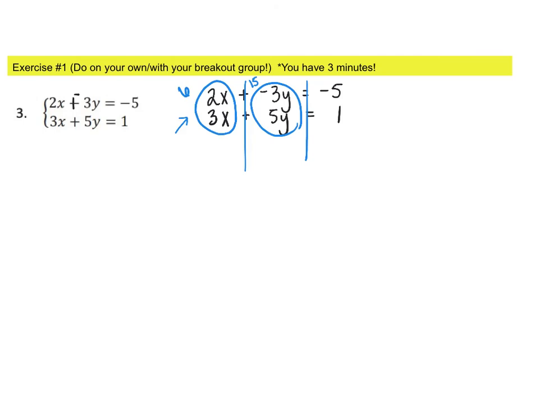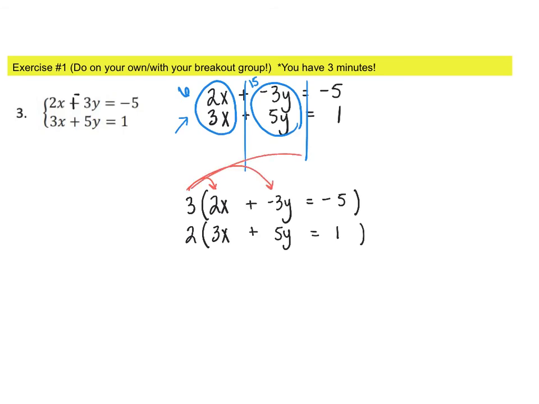So to change this first equation to a 6x, I'm going to have to multiply by 3, because if I multiply by 3, it'll change that 2x to a 6x. My second one, I'm going to have to multiply by 2 because it'll change my 3x to a 6x. Okay, so take a second, change both of these equations by multiplying, and tell me what your two new equations are going to be.